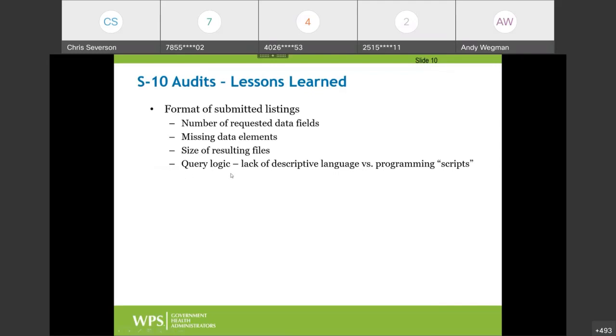And the other issue here, which most of this has been resolved now, was the issue of query logic. This is something CMS wanted us to look into, and we weren't looking for programming scripts, which when you think of query logic, depending on who you give it to at your facility, they might be responding with their programming scripts, how they actually queried the database to get the information. We're looking more for a narrative that we can understand, we can read through, we can see if there's any risk there.